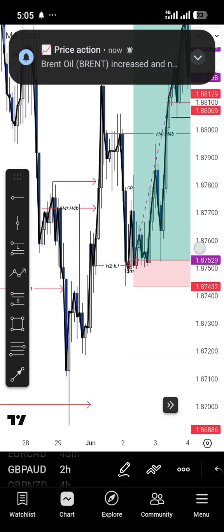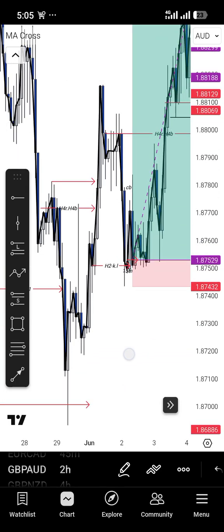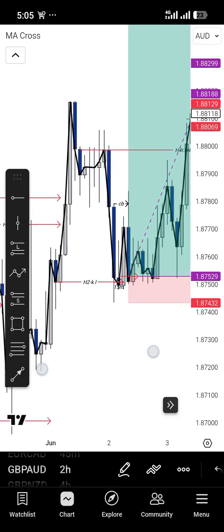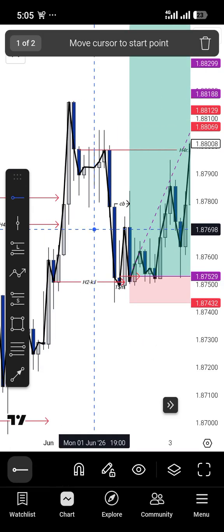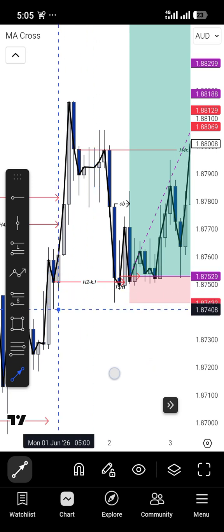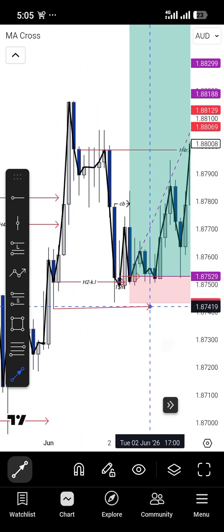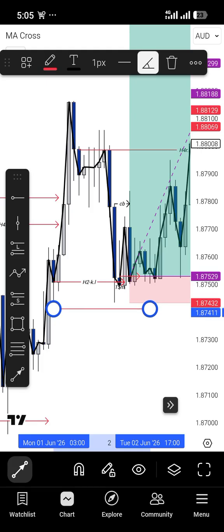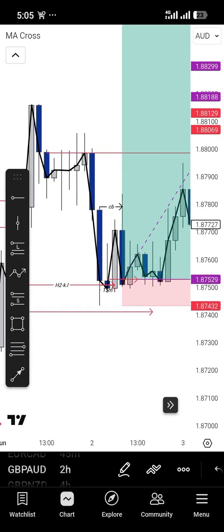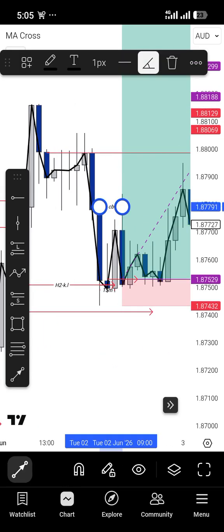On the 2 hours, we saw how price came here, reacted. This is the low of that key level. Price did not go past the low. Price reacted on that key level and gave us, I call it a candle break, right? This is the point where price reacted. It did some reaction and gave us that break there.